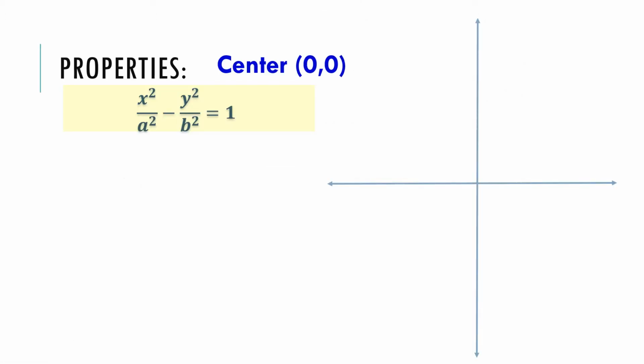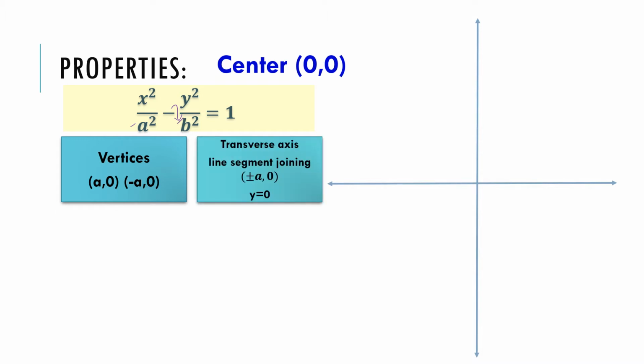Now, let us look at the properties of a hyperbola whose center is at the origin. We have the equation x squared over a squared minus y squared over b squared equals 1. Paano natin malalaman si a? a is always positive. Si b ay laging after ng minus. Okay? Our vertices are at (a, 0) and (-a, 0). And then, meron tayong tinatawag na transverse axis. So, ito yung line kung saan dadaan yung line segment joining the vertices.